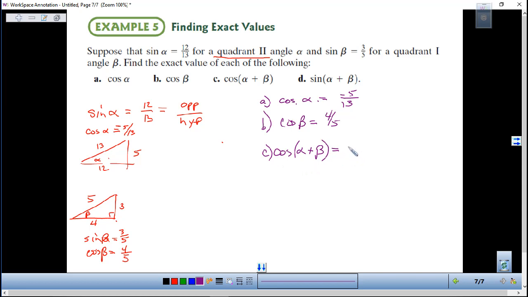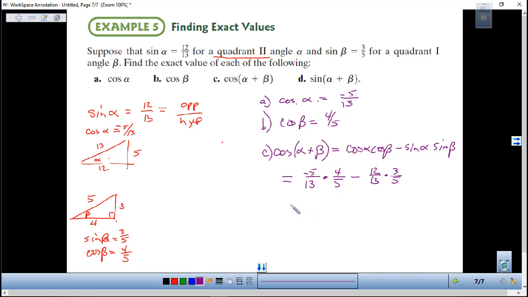So all we're going to do is put in all our pieces there. And it's going to be cosine alpha, cosine beta, minus sine alpha, sine beta. And when we plug everything in, cosine alpha was negative 5/13, cosine beta, 4/5, minus sine alpha, which is 12 over 13, times sine beta, which is 3/5.